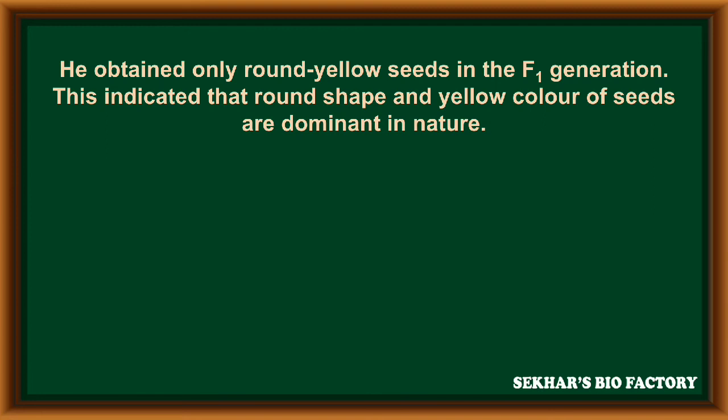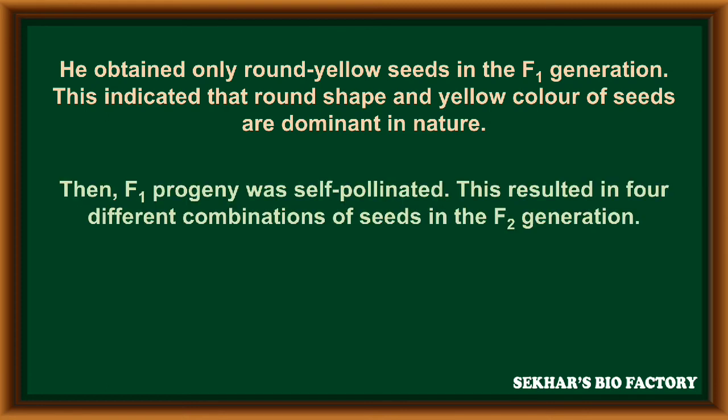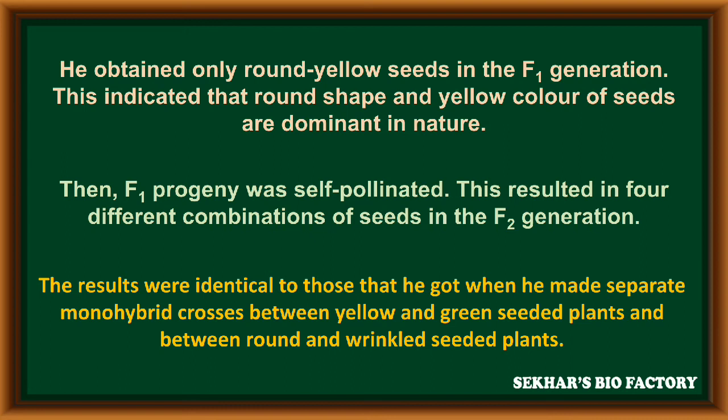He obtained only round yellow seeds in F1 generation. This indicates that round shape and yellow color of seeds are dominant in nature. Then F1 progeny was self-pollinated. This resulted in four different combinations of seeds in F2 generation. The results were identical to those that he got when he made separate monohybrid crosses between yellow and green seeded plants and between round and wrinkled seeded plants.